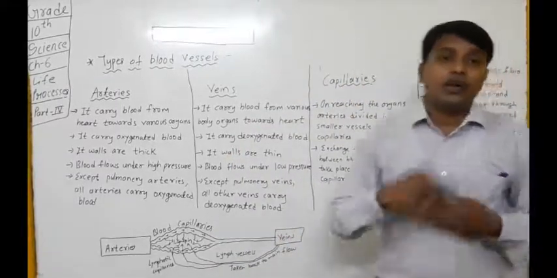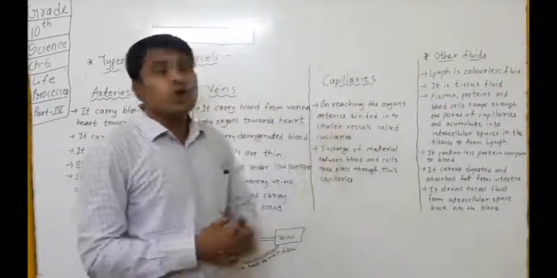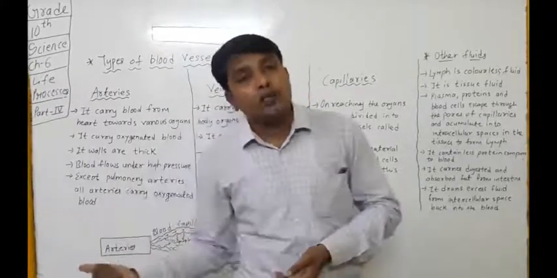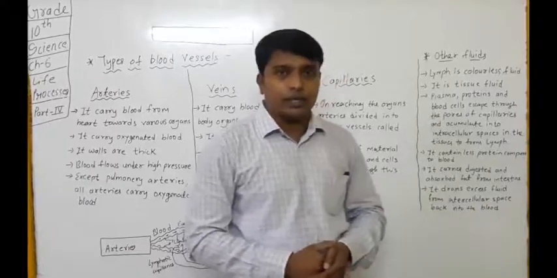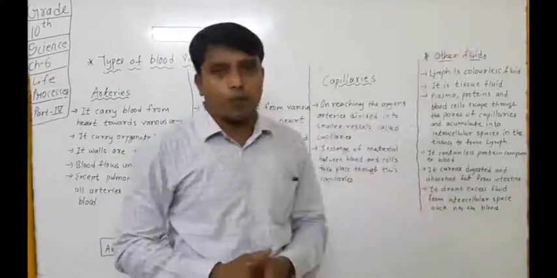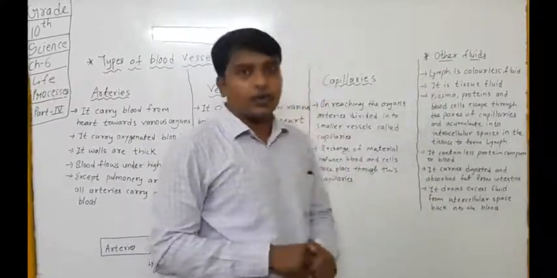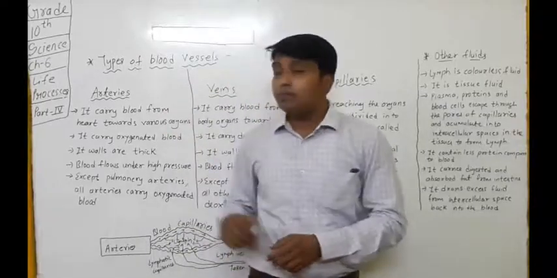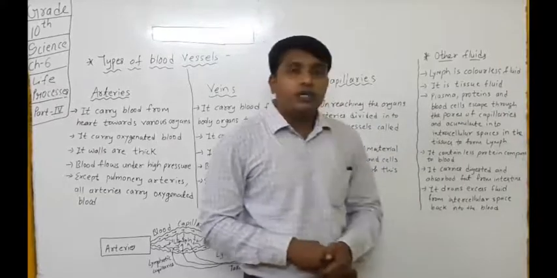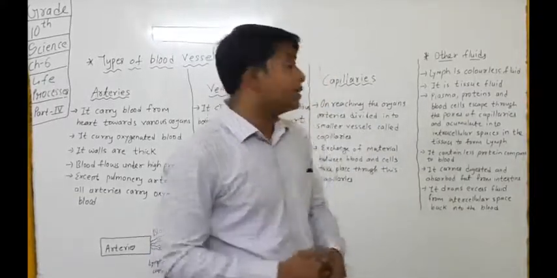Okay? Now next, one extra fluid which we have to learn is lymph. Just like blood, lymph is also a fluid present in our body. Blood is a colored fluid, whereas lymph is colorless. Blood contains a high amount of protein, lymph contains less. It is known as tissue fluid. Just like plasma and blood cells are the components of blood, lymph is the fluid of tissue. That's why it is known as tissue fluid.